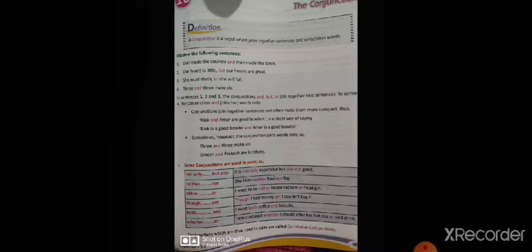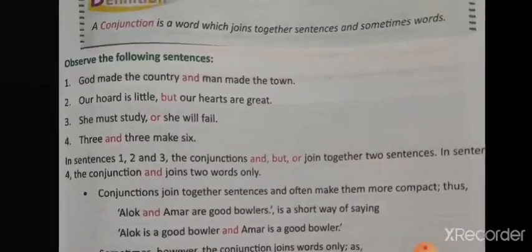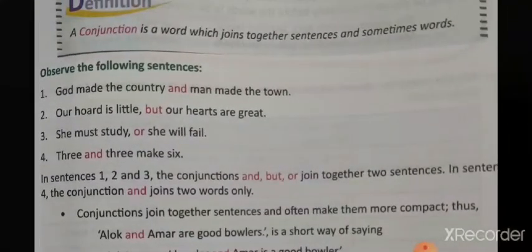And the most important thing that we should know about it is that it joins the sentences that are connected to each other. I mean, these are the sentences that are actually said on the same subject. The subject of both the sentences is just the same. For example, God made the country and man made the town. So here, these are two different sentences, God made the country, man made the town, and we are joining these two sentences with a single word, that is and. So this word is called the conjunction.